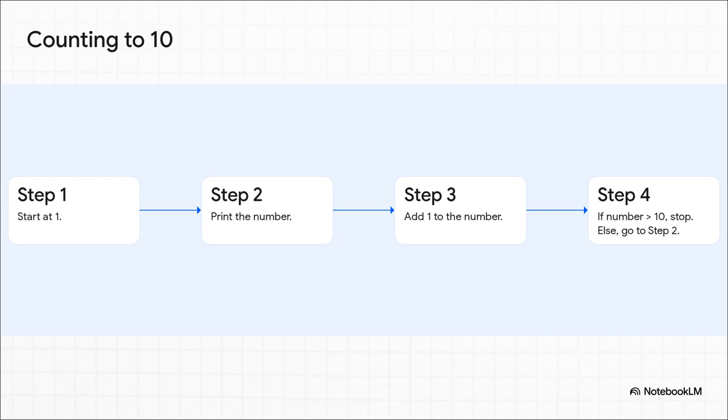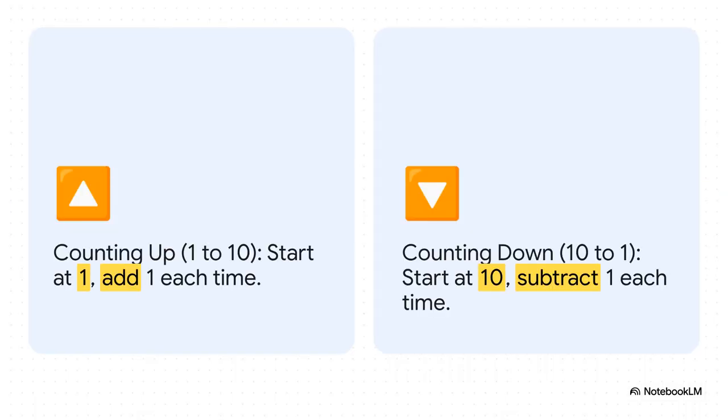We start at 1, we show it, we add 1 to get to 2, and then, and this is the crucial part, we ask a question. Are we done yet? In this case, is the number more than 10? And as long as the answer is no, we just loop right back to step 2 and do it all over again. And this is what's so cool about this whole idea.